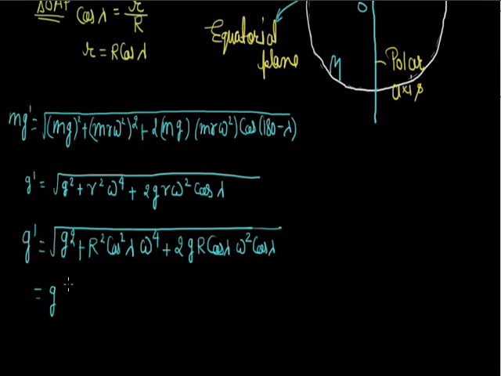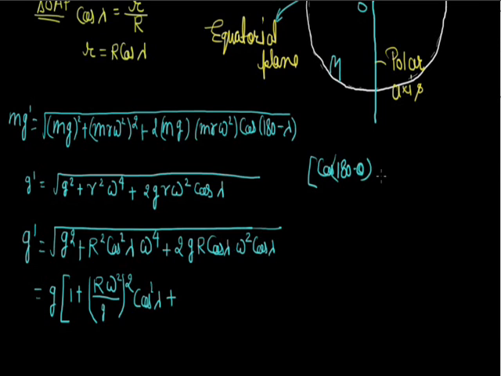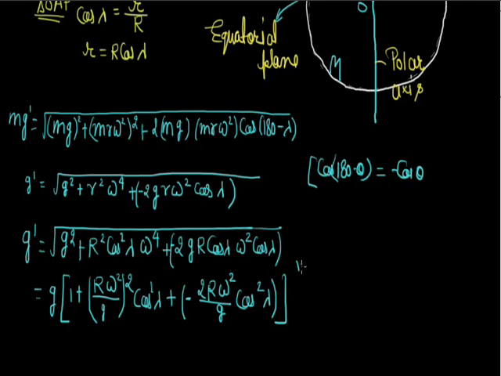Now by taking g common, the remaining term will be 1 plus (R omega square upon g) whole square into cos square lambda, and here actually cos of (180 minus theta) is minus cos theta, so a minus sign should be there, so here also minus of 2 R omega square upon g cos square lambda, whole power 1 by 2.